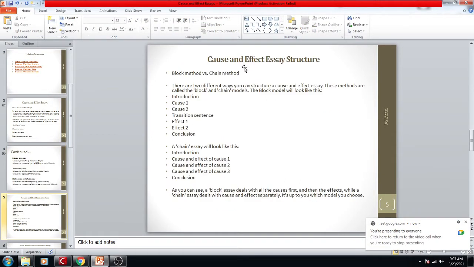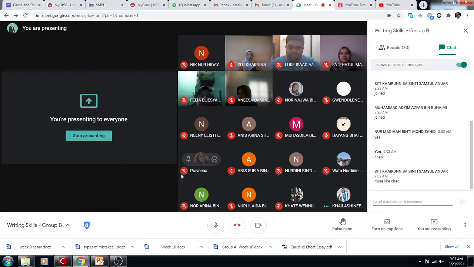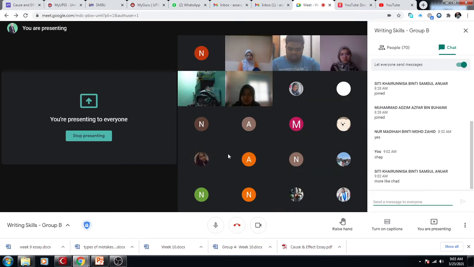Okay, cause and effect essay structure. There are two ways or methods or models to structure a cause and effect essay. These are known as the block method and the chain method. When we deal with the compare contrast essay next week, we're also going to look at two methods, the block method and the point by point method. But let's leave this until then.